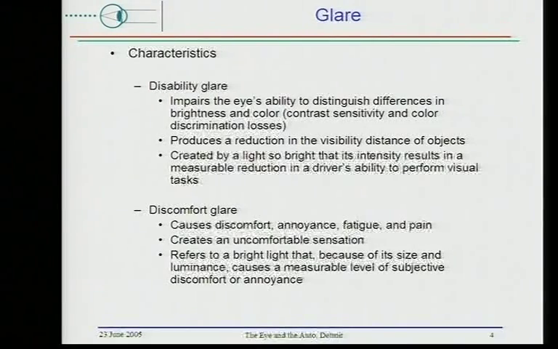My presentation will be on disability glare, as it impairs the eye's ability to distinguish differences in brightness and color. It produces a reduction in the visibility distance, which is especially important for driving. It reduces the visibility distance of objects, and it's created by localized lights that are so bright that their intensity results in a measurable reduction in the driver's ability to perform visible tasks.